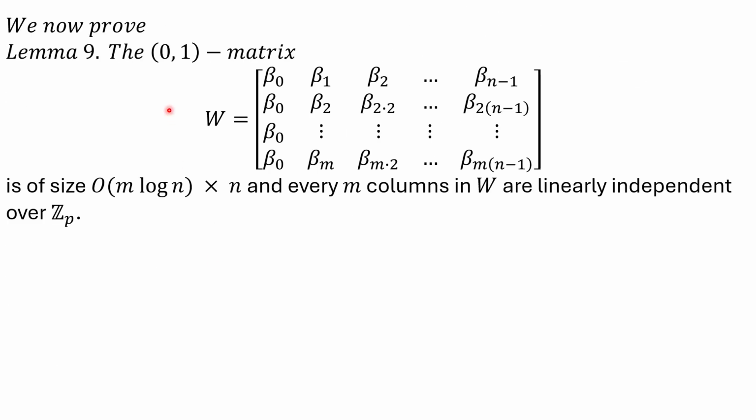We now prove Lemma 9. The 0,1 matrix W, which has beta 0 to beta n minus 1, is of size m log n, and every m columns in W are linearly independent over Zp.